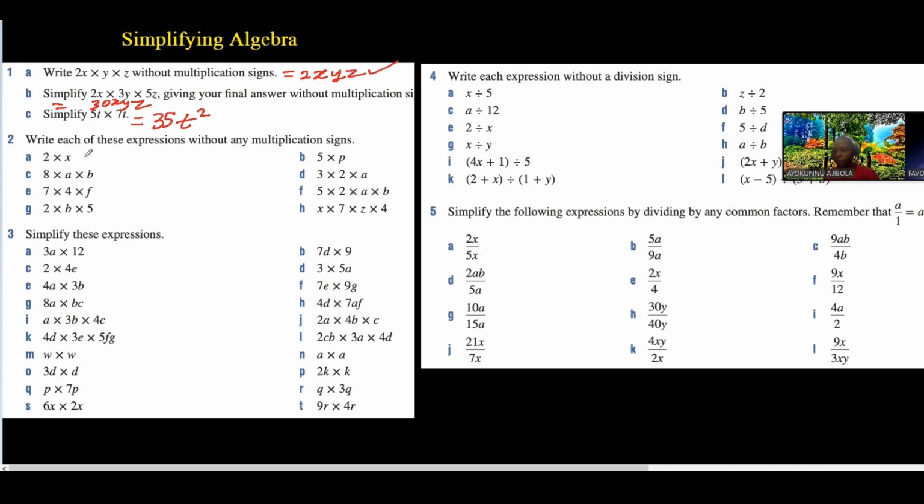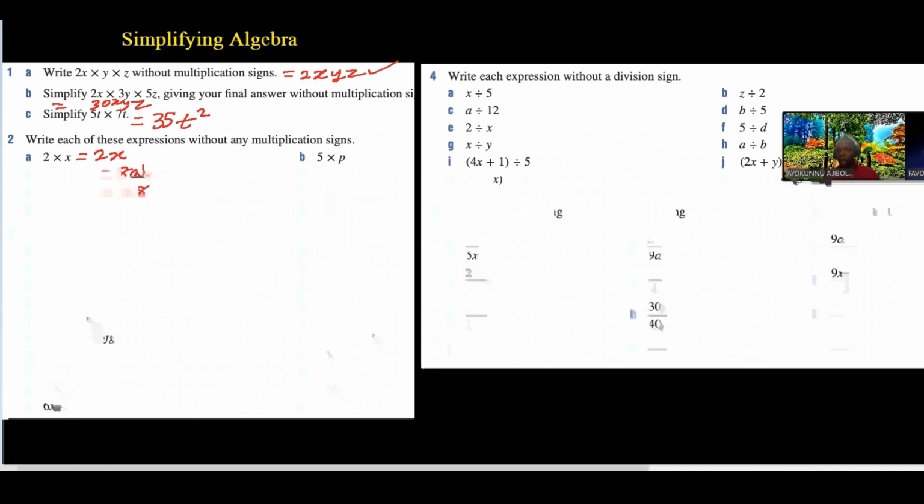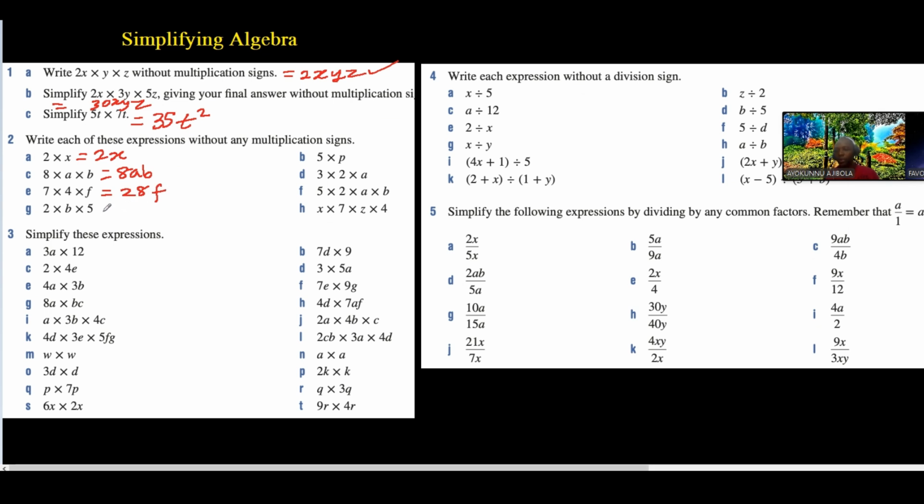Then the next one, without the multiplication sign, 2 times x is 2x. 8 times a times b is 8ab. 7 times 4 times f is 28f, because 7 times 4 is 28. Then 2 times b times 5 is 2 times 5, 10, then we have b. And the next one, 5 times p, 5p. 3 times 2, 6. Then 6a. Then 10ab.